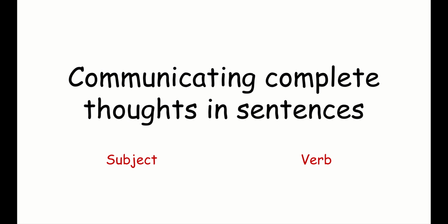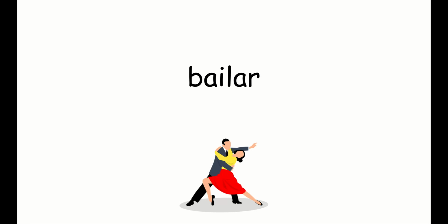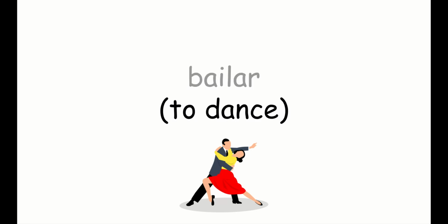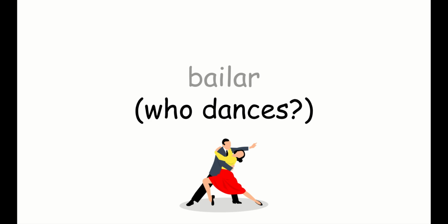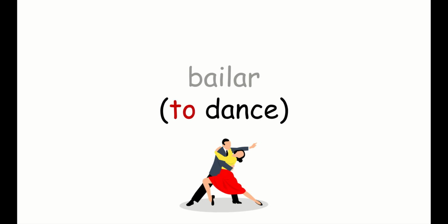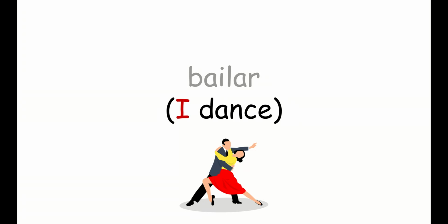Okay? So if we have a verb like bailar, which means to dance, we don't have a full thought there. We need to know the subject, and we need to know who is the one who is dancing in this sentence. So in English, if we want to talk about who is dancing, we're going to take this word to in front of the word dance, and we're going to get rid of it. And we're going to replace it with whoever is dancing. So I dance is a full sentence. We've got the subject, the person who's doing the action, and the action, which is dancing. So I dance is a full sentence.